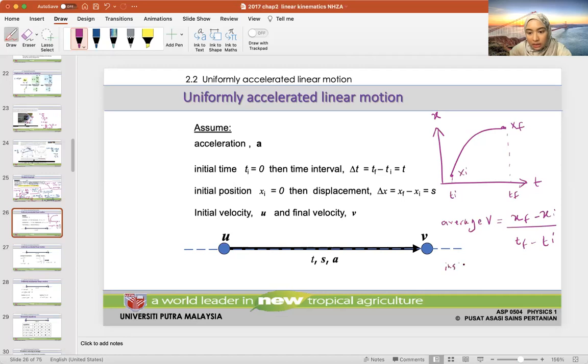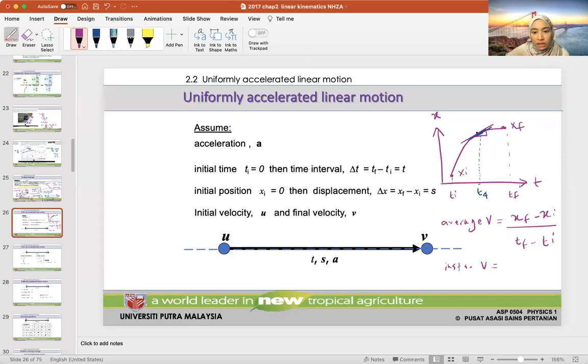Whereas instantaneous velocity is you take the gradient at a certain time. Let's say I want to know what is the instantaneous velocity at T4. T4 kat situ. So you take the gradient over here. That gradient will be your instantaneous velocity. Oops, sorry. Tak boleh buang. Okay, so the gradient at that point, gradient yang kecil kat sini, is your instantaneous velocity.